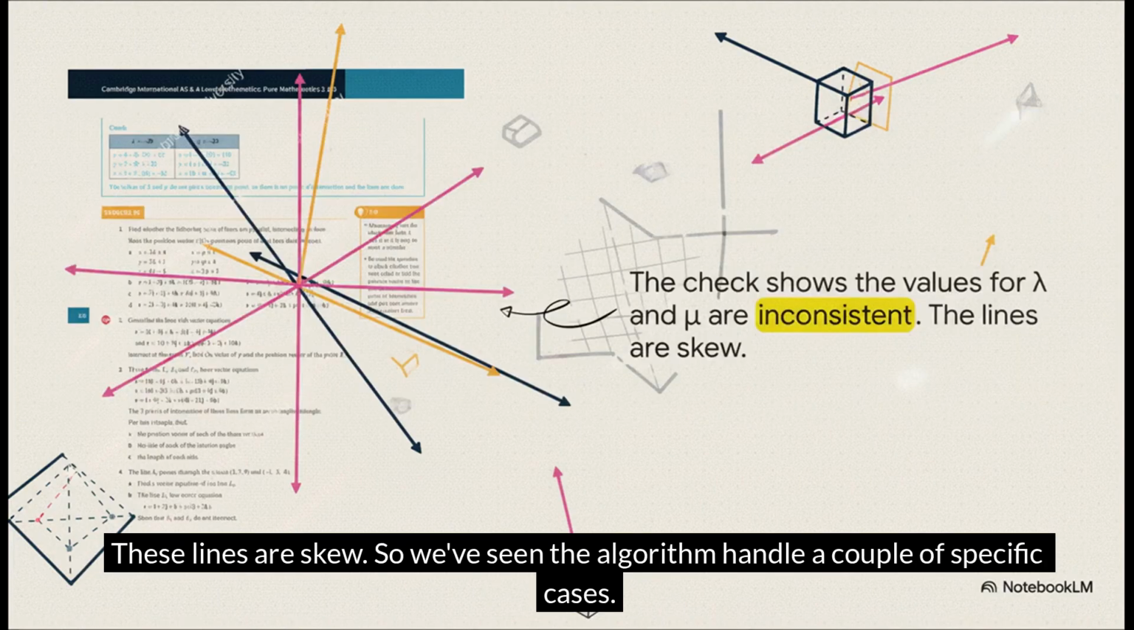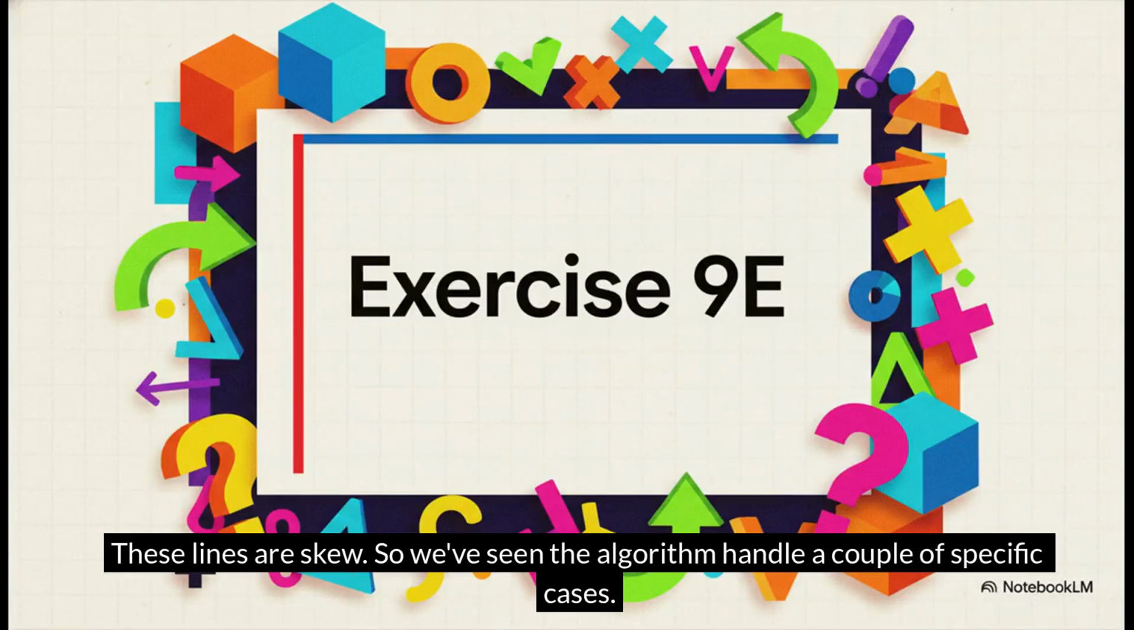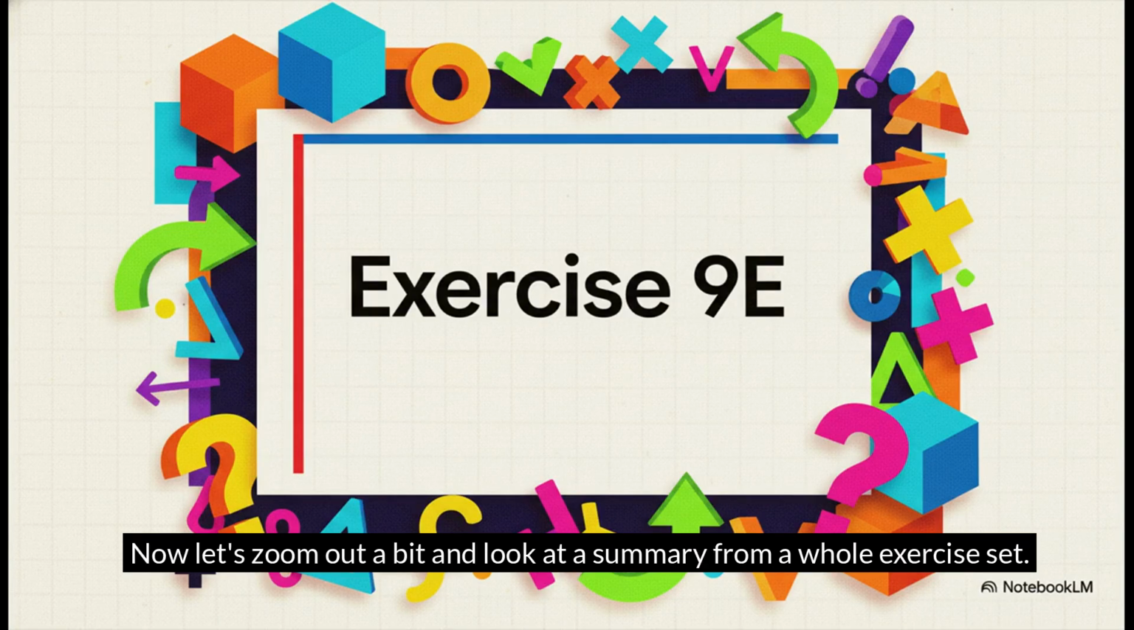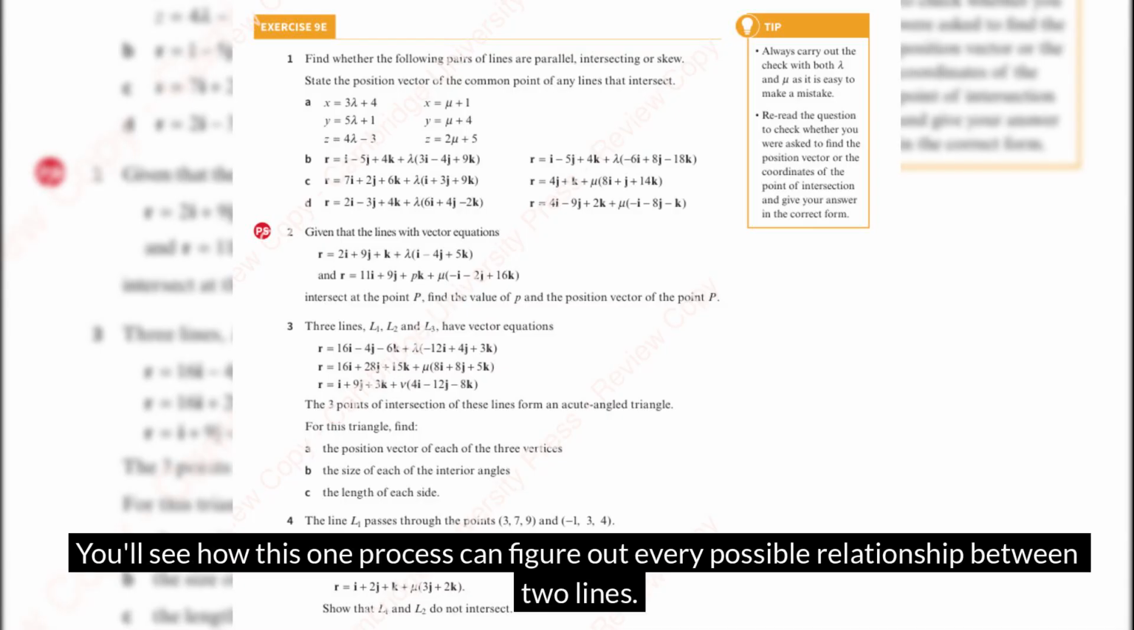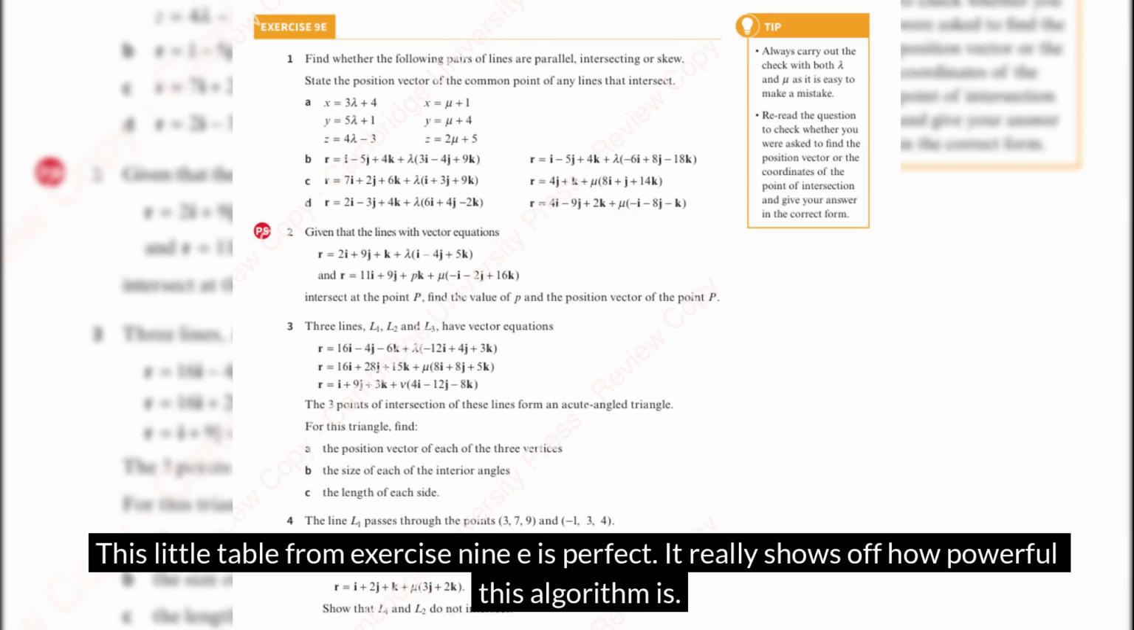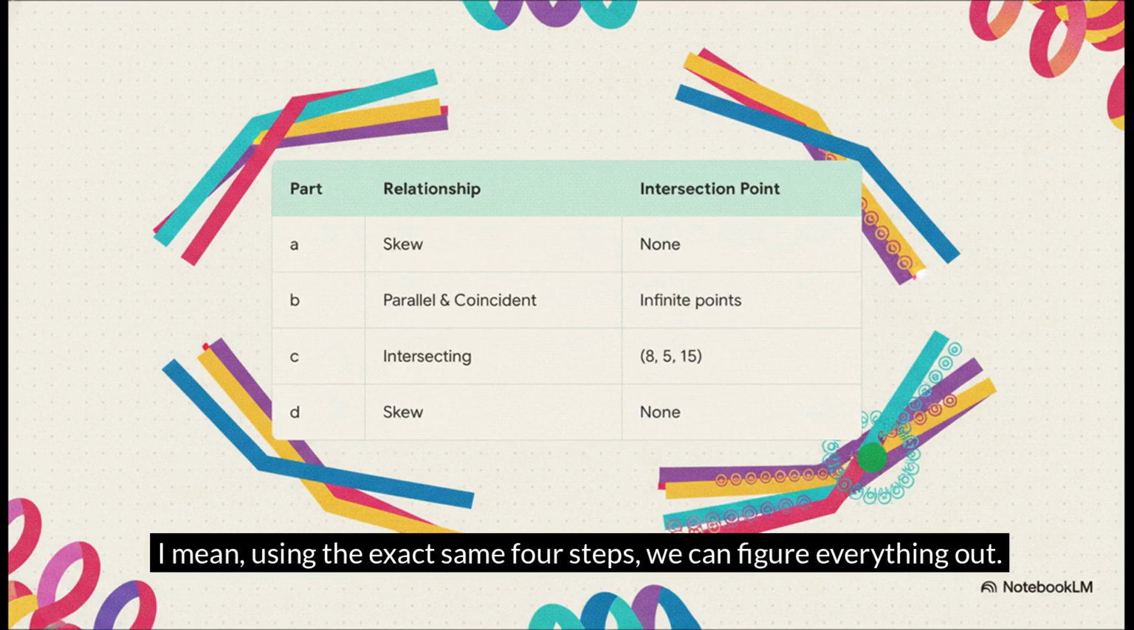These lines are skew. So, we've seen the algorithm handle a couple of specific cases. Now, let's zoom out a bit and look at a summary from a whole exercise set. You'll see how this one process can figure out every possible relationship between two lines. This little table from exercise 9E is perfect. It really shows off how powerful this algorithm is. Using the exact same 4 steps, we can figure everything out.